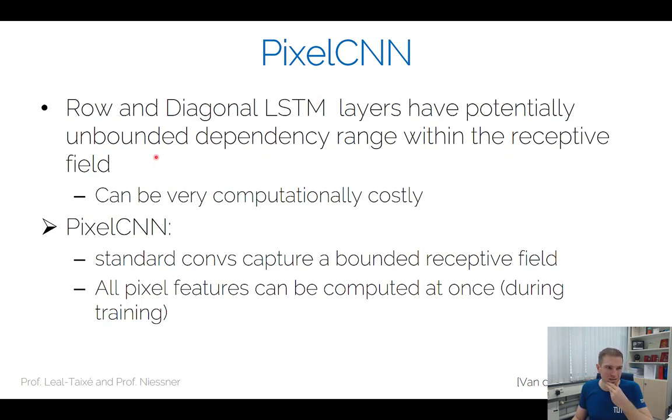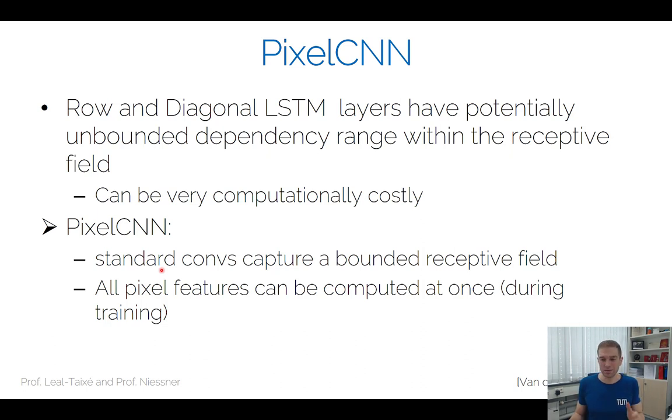But let's have a look again, right? So the problem is this row and diagonal LSTM, they have this issue of a potentially unbounded dependency range, right? Which depends obviously on the image size, right? So that's a big problem, and this is computationally very, very challenging. We'll see this later on also when people do it in audio, like these first WaveNet models that took a really long time to evaluate, and people had to think about doing something potentially a little bit smarter there.